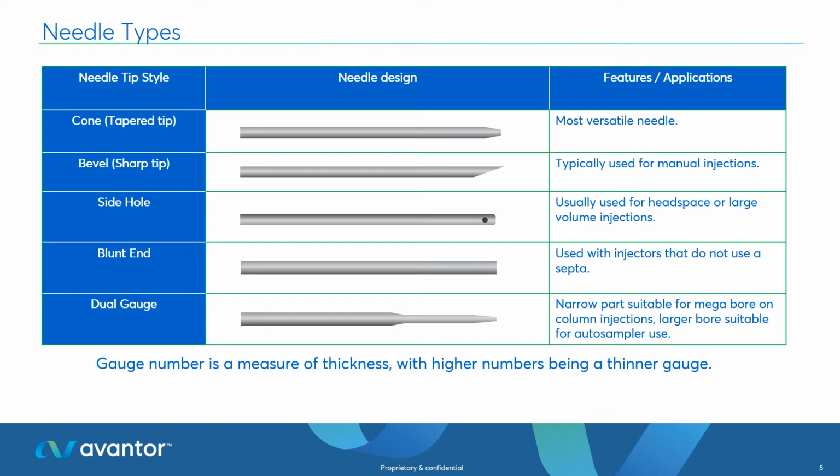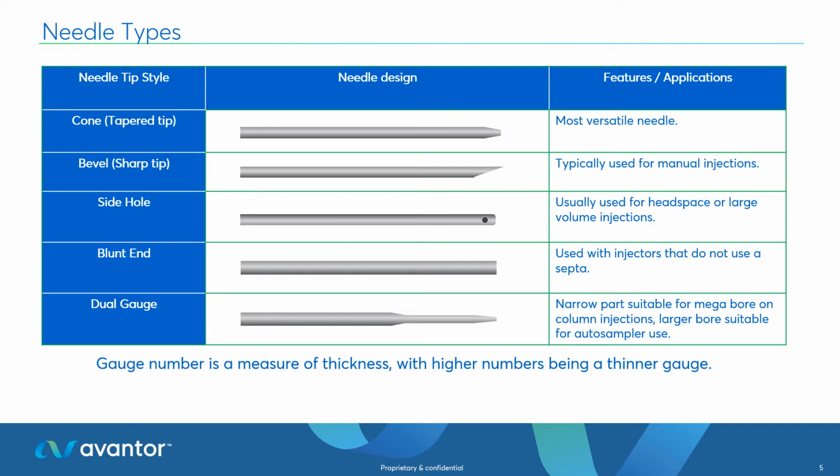If we're looking at headspace or large volume injections, then we may go for a side hole, and this is simply where the exit to the needle is at the side of the needle as opposed to the bottom of the needle. For injections which are either on column or where we're using some form of injection valve, not a septum, we might use a blunt end.